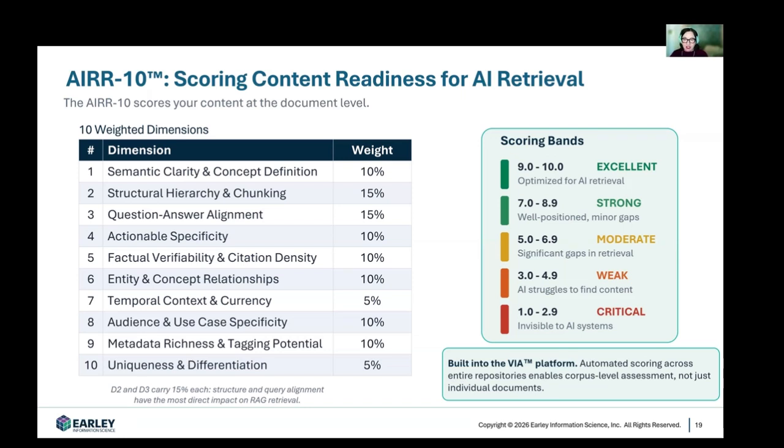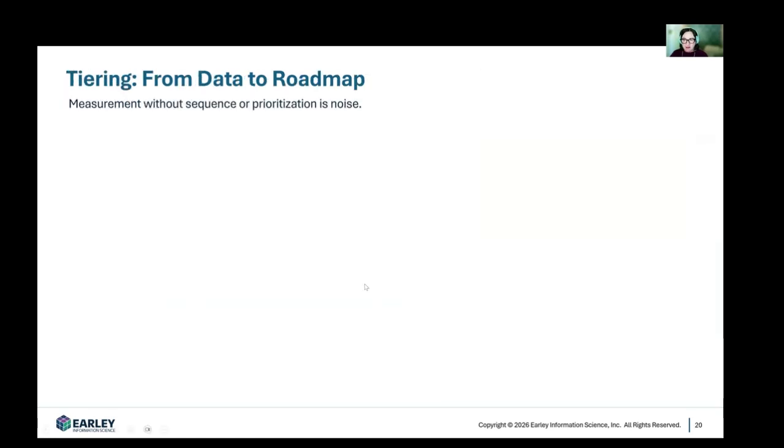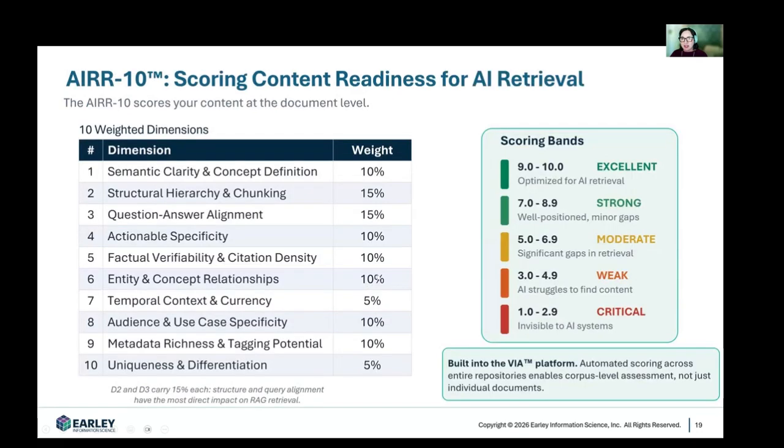There are 10 weighted dimensions, and each one captures a different property of content that affects whether AI can retrieve it accurately. They're not all equal. 2 of them carry 15% each because they have the most direct impact on retrieval. So you can see the heavy hitters there are structural hierarchy and chunking and question answer alignment. Each dimension gets a defined weight. None of it is subjective.